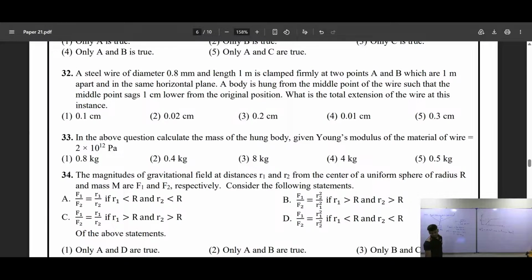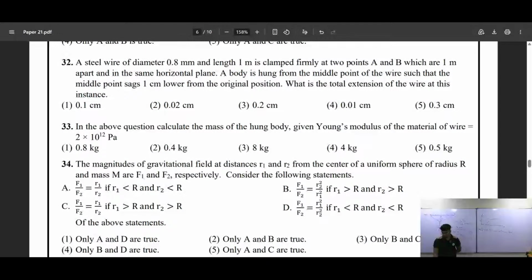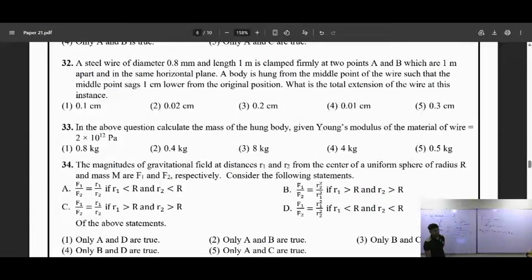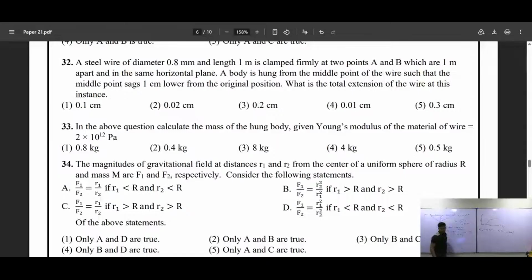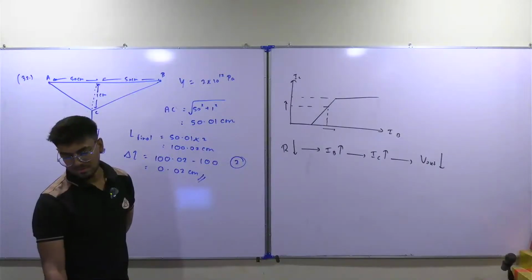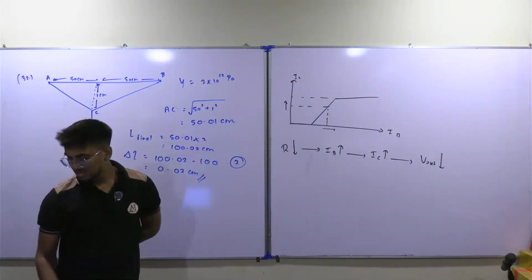The answer is 0.02 centimeter. And the second one is the answer. Calculate the mass of the hung body, given the material of the wire. They have given Young's modulus, that is 2 into 10 to the power 12 Pascal. The mass of the attached weight, the mass of the hung body, we need to find the mass. So how to find the mass?